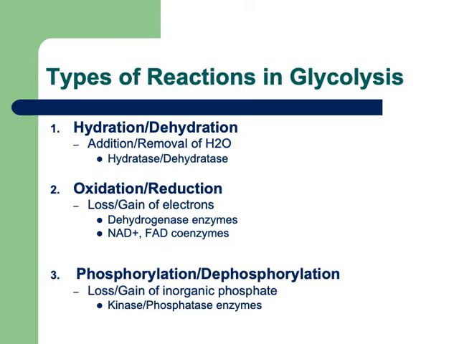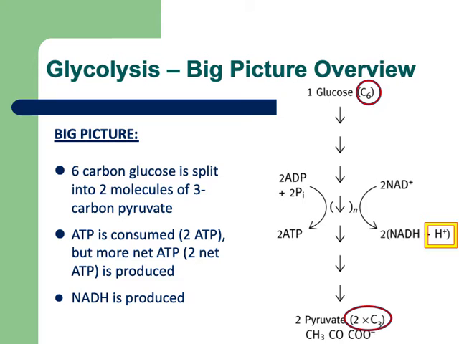And then the third type of reaction in glycolysis is phosphorylation and dephosphorylation, where we lose or gain an inorganic phosphate. And the enzymes that catalyze these reactions are kinase and phosphatase enzymes. Now let's look at the big picture overview of glycolysis. The net result of glycolysis is that one 6-carbon glucose molecule is split into two 3-carbon pyruvate molecules in a series of reactions that both consume ATP and reduce NAD+ to NADH, which then goes through the electron transport chain.